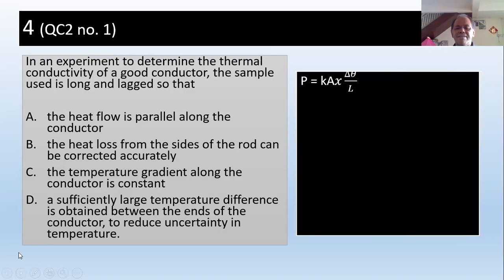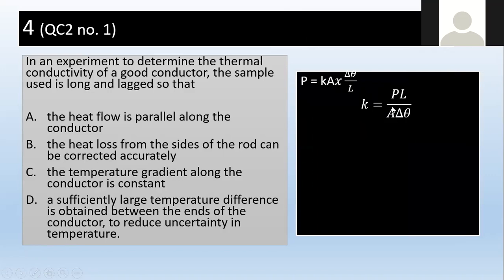That's the formula. You want to find k, so you have to measure P, you have to measure L, you have to measure A, you have to measure delta theta. So if you choose, you have to play with the formula. You choose a sufficiently thick conductor. This one has to do with accuracy.